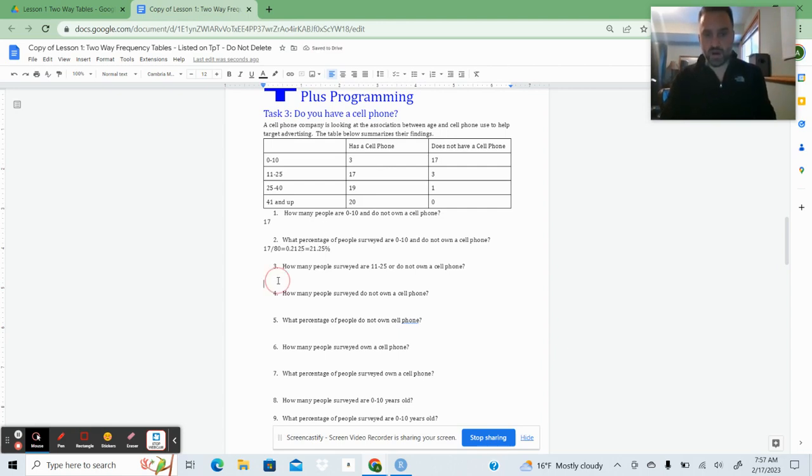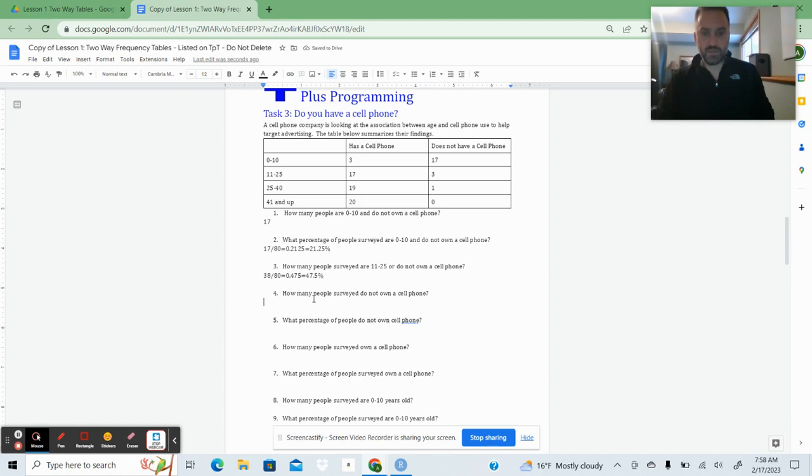How many people are 11 to 25 or don't own a cell phone? So here we go, 17 plus 3, and then all the don't have a cell phone. So that's 17 plus 3 plus the other 17 plus 1, which is 38 out of the 80, which is equal to 0.475, which is equal to 47.5%.